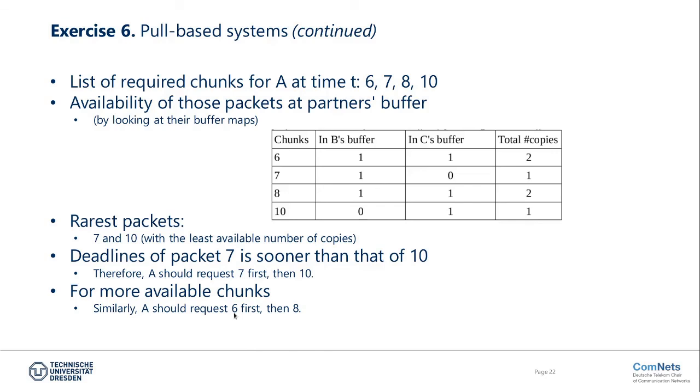And here we can either request number 6 and number 8 both at B or at C, or we have a chance to request number 6 at B and then number 8 at C. So more or less we spread the load, balance the load of uploading between different peers so that they are not overloaded, and therefore peer A has a higher chance of receiving all the video packets in the right order before their own deadline.